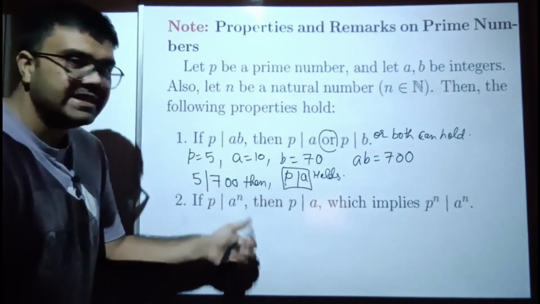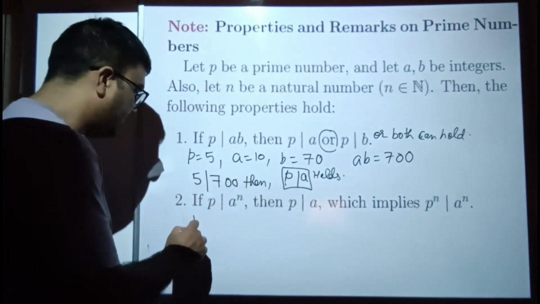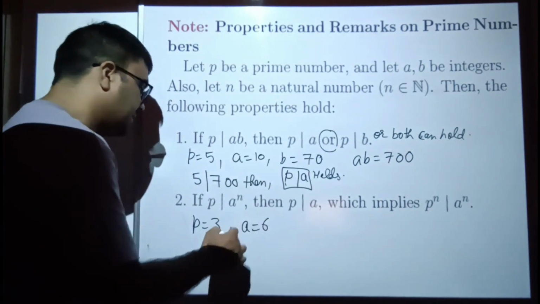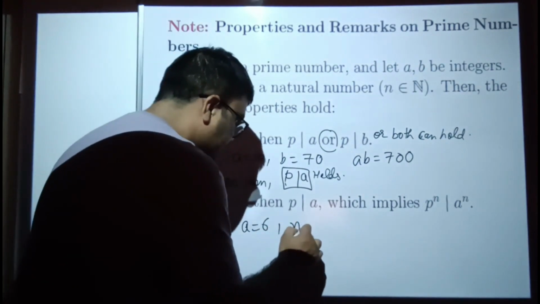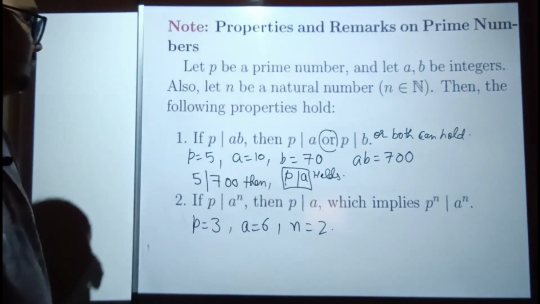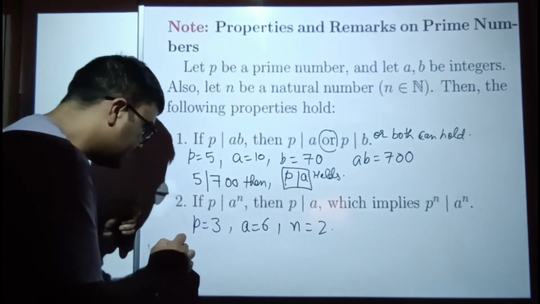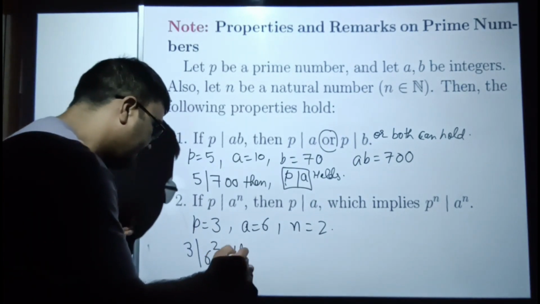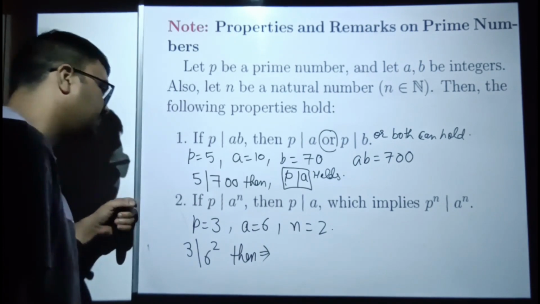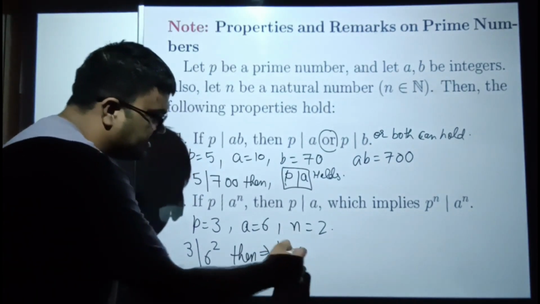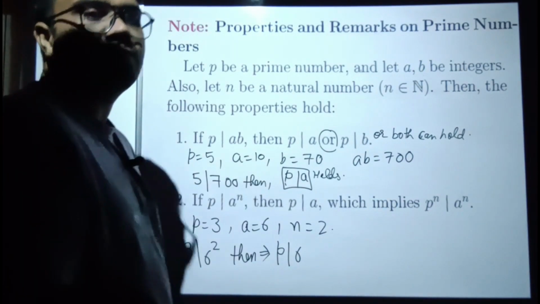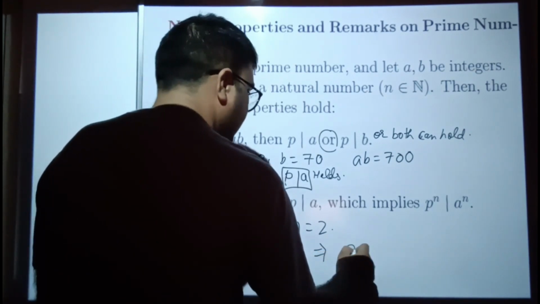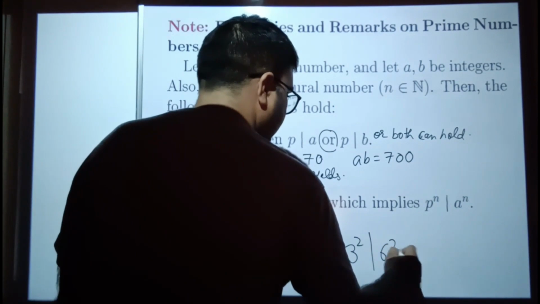Similarly, if p divides a raised to the power n, suppose the value of p is 3, the value of a is 6, and the value of n is 2. So what we are saying here is that 3 divides 6 raised to the power 2. Then this will mean that p divides 6, and this also implies that 3 raised to the power 2 divides 6 raised to the power 2.